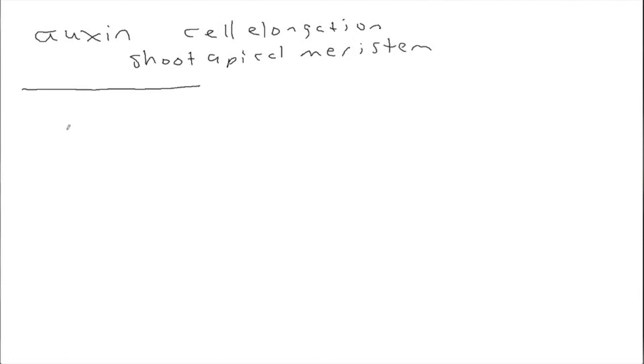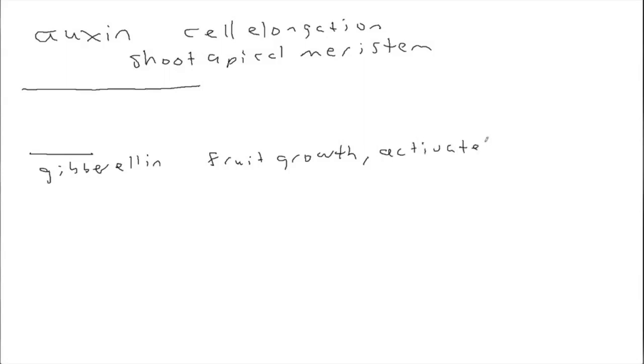Okay, what's another type of plant hormone? Gibberellin. What would be a key function of gibberellin? Gibberellin would be for fruit growth, seed growth. Basically, they just say fruit growth. Good. Anything else besides fruit growth? It activates germination. That's right. We were just talking about that, weren't we? Right. So it activates germination in response to imbibition.